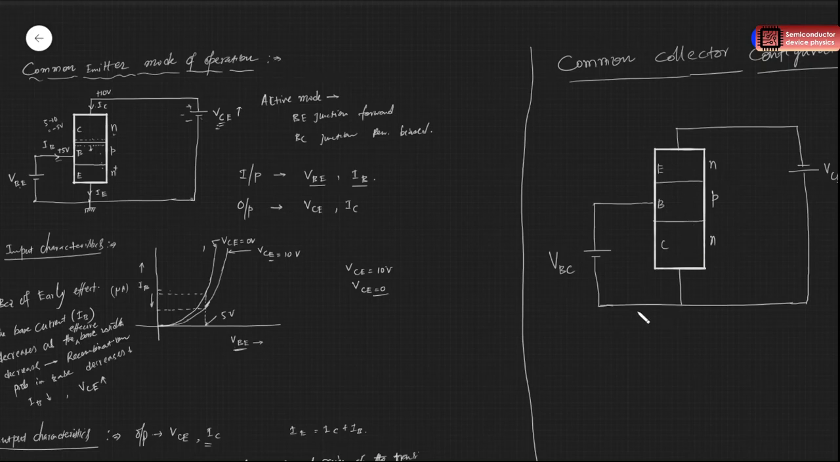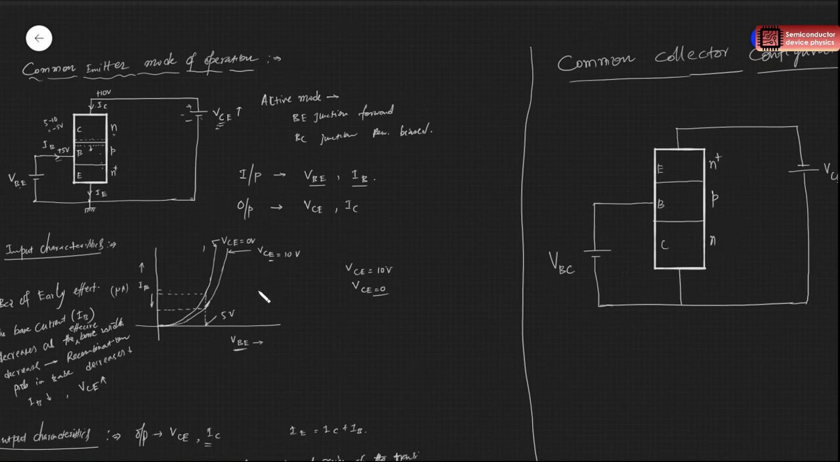And if you try to do the input and output characteristics in a very similar way for the common collector configuration, the input characteristics will be very similar to this one, right? Because in a transistor, the only thing that changes between emitter and collector is the doping concentration. The emitter is usually heavily doped and the collector comparatively lightly doped.